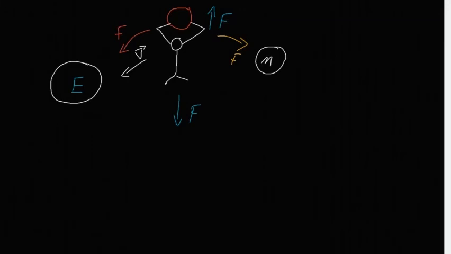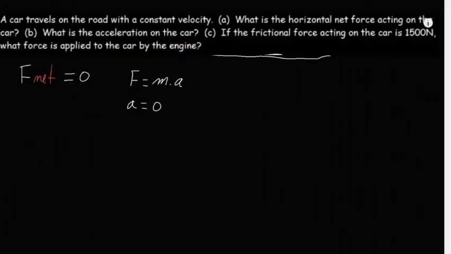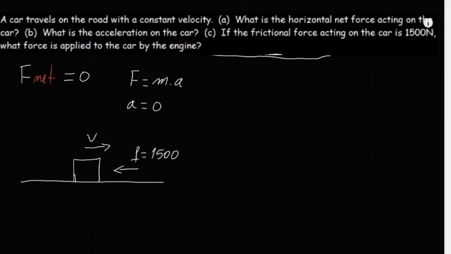A force of 200 newtons is applied on a 10 kilogram box across a horizontal frictionless surface. What is the acceleration of the box? So let's draw a picture, and here is the 10 kilogram box, and we're going to apply a force of 200 newtons. So to calculate the acceleration, we can use this equation.